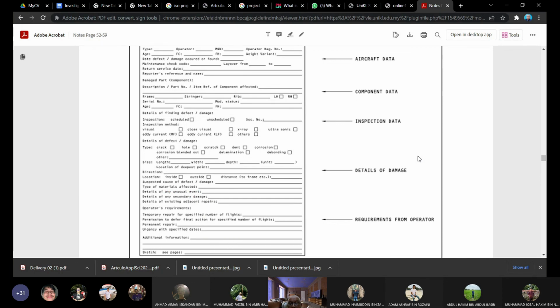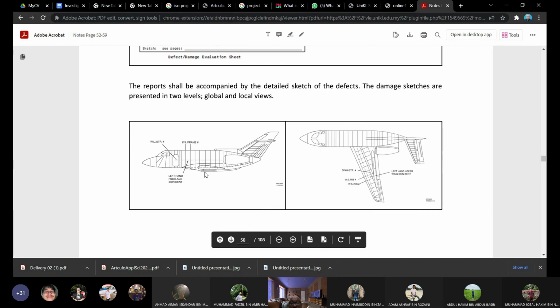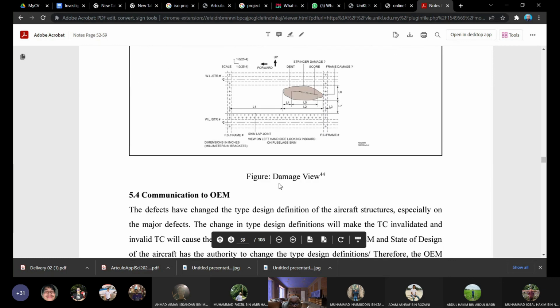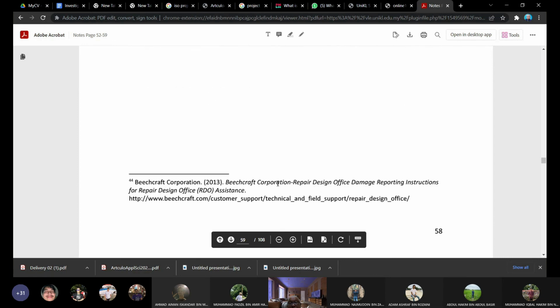But for the OEM, they are big, they have certain people to work on certain structures. They have that kind of luxury to have engineers work on every part of the structure, every component, every area of the structure. And also they're receiving hundreds of these reports every month from all the operators and owners of aircraft around the world. Okay, and then again, you also have to do a sketch for the defect, and you have to show a global view, you have to show a local view, and then you write an email, a memo to the OEM to explain the detailed damage.